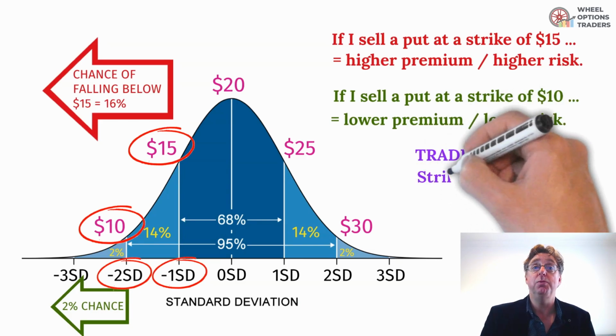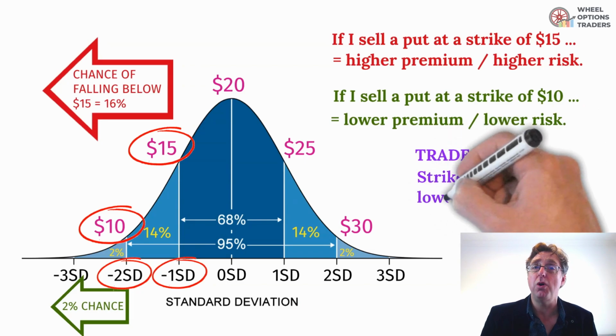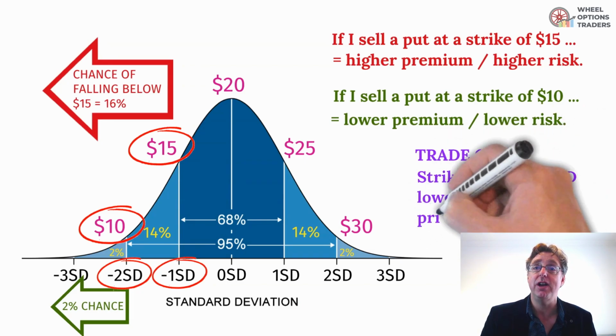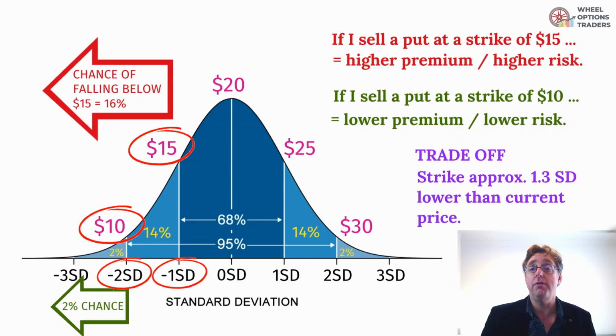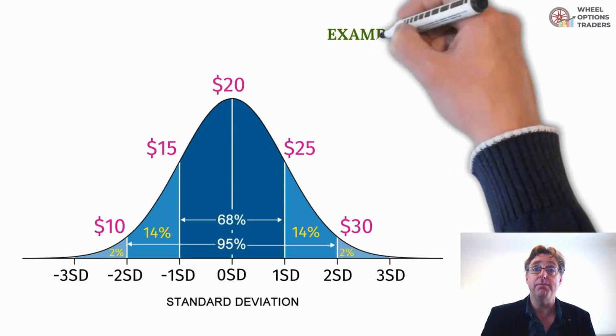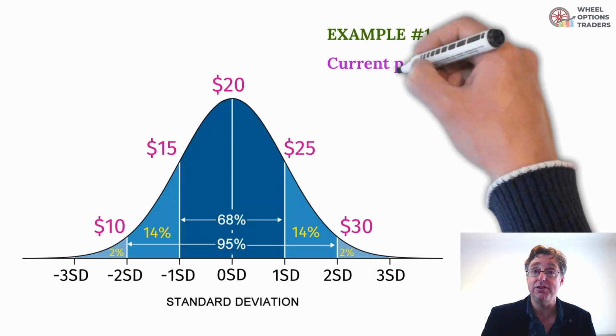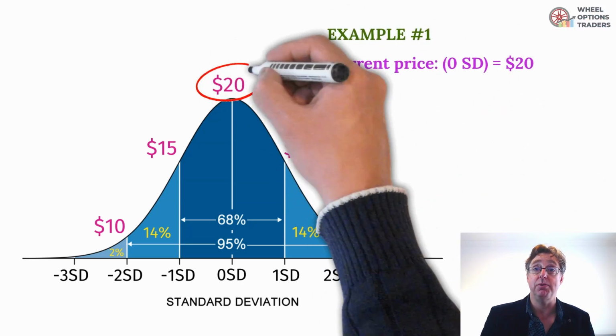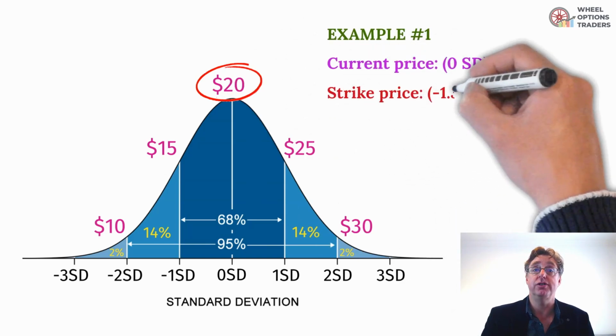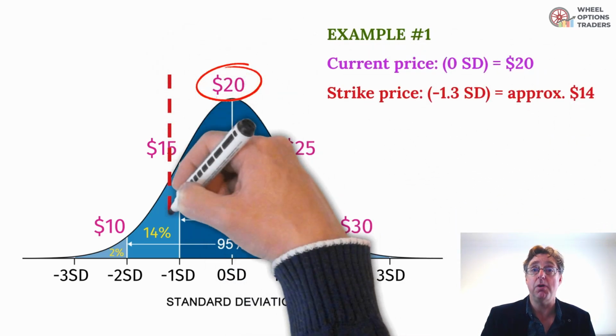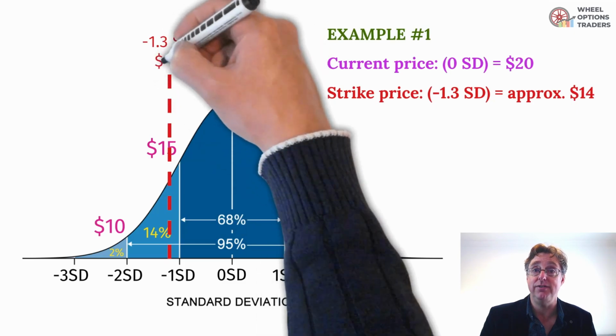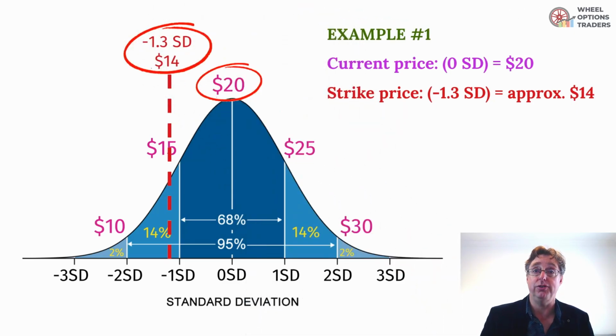For our purposes, we look for a strike at least 1.3 standard deviations below where the current price is at, which is often a point of good risk to reward. So if the price is currently trading at the 0 standard deviation level at $20, a good price to look to set our strike at is -1.3 standard deviation, around $14.